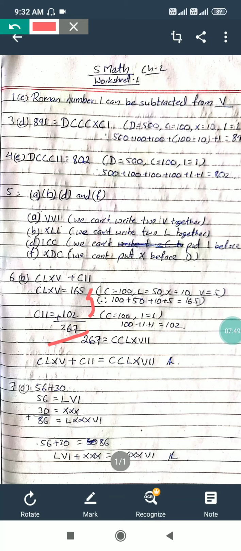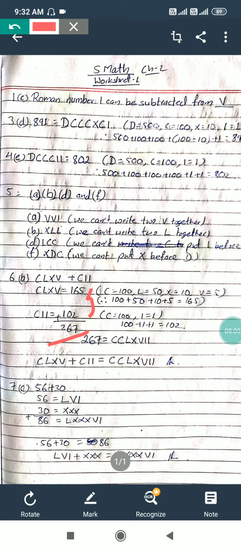So 267 could be written as CCLXVII. Okay, now we can write CLXV plus CII equals CCLXVII. This is the required answer.